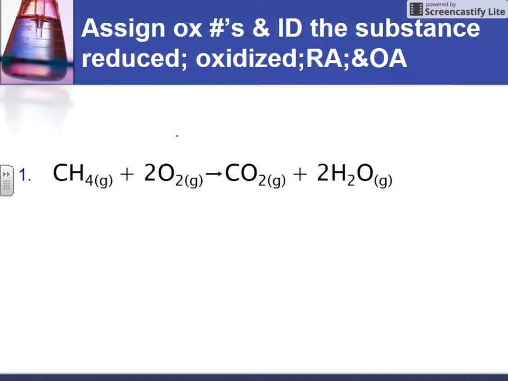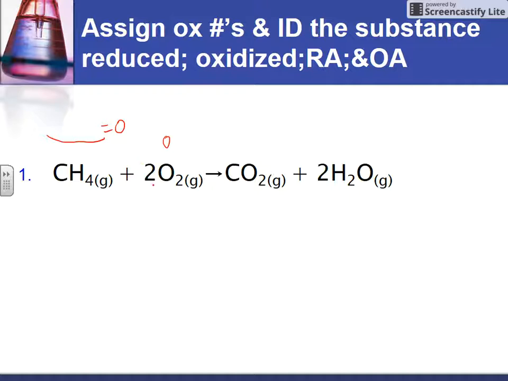So let's practice an example of assigning oxidation numbers, identifying the substance oxidized and the substance reduced. First thing you have to do is go individually to the compounds and assign oxidation numbers. Keep in mind, if it's a neutral compound, the sum of the oxidation numbers is 0. And if it's an element in its elemental form, its oxidation number is 0.